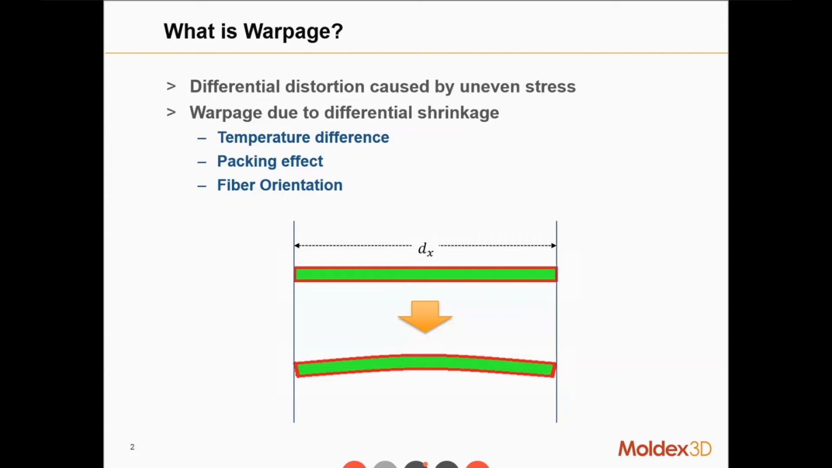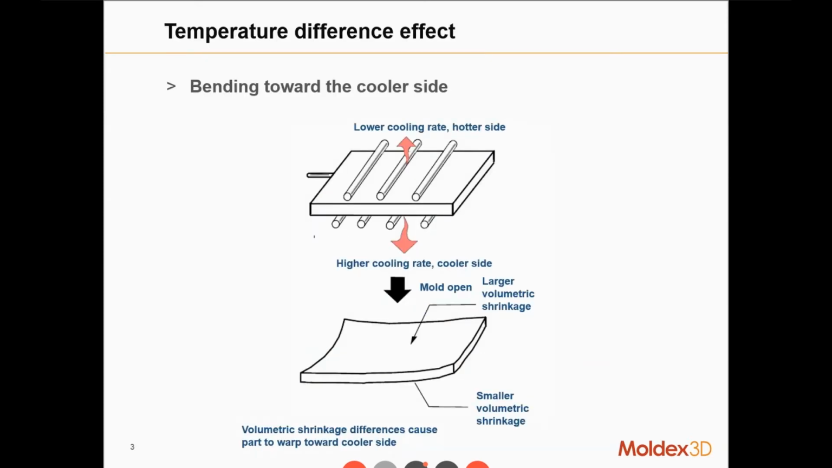There are three main causes that will cause the warpage. One is temperature difference, another is packing effect, and the last one is fiber orientation. Firstly, I will introduce the temperature difference effect. As you can see, in this sample, at the top of the part we have 3 cooling channels. On the contrary, there are 4 cooling channels at the bottom of the mold base.